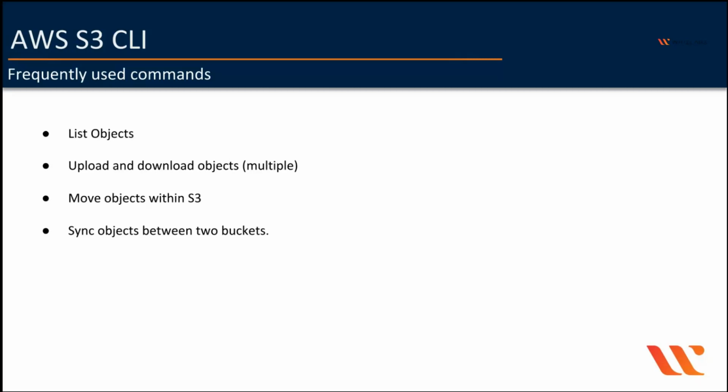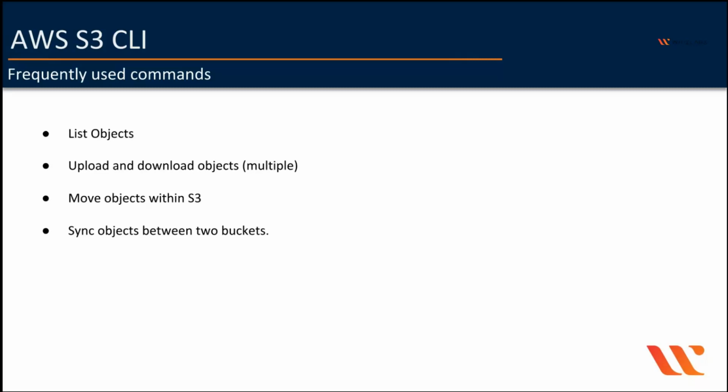Well, these are list objects in a bucket, including multiple levels of directory structures. And then we will see how to upload and download single or multiple files. And we will also see how we can move files or folders within an S3 bucket. And finally, we will see how we can sync data between two different buckets within S3.